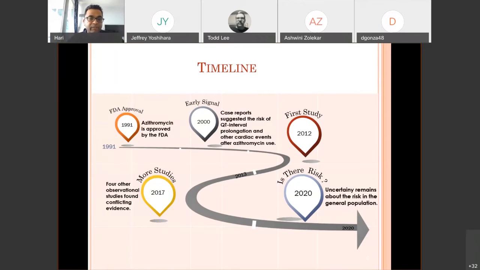Soon after this, the FDA issued a warning, and since then there have been multiple studies that examine the same question, but there's been a lot of uncertainty in terms of the evidence that's been available, especially because some of the studies confirmed the risk and some of the studies actually didn't find an increased risk. So there's still uncertainty when I did the research in terms of the evidence that was available.